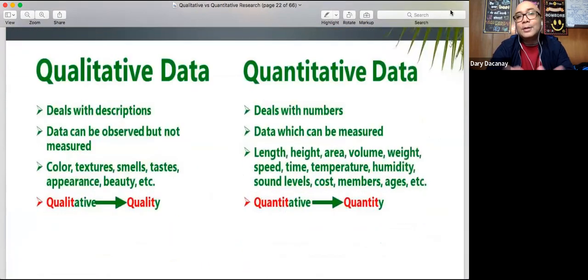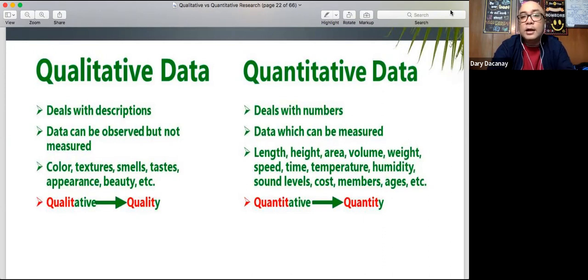So again, ito na naman tayo. Qualitative data deals with descriptions. Data can be observed but not measured. So later on, I will be able to determine even in the titles that you will create, hindi pwede yan, no? It's not qualitative. Okay? The color, texture, smells, taste, appearance, beauty, and etc. Qualitative, you talk about quality.